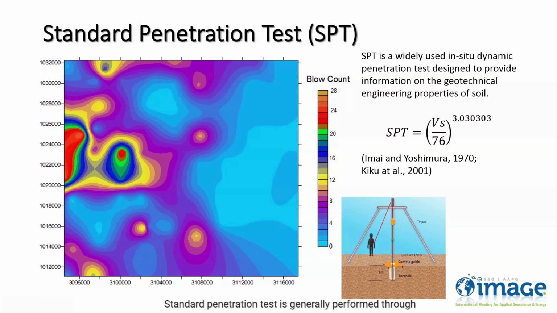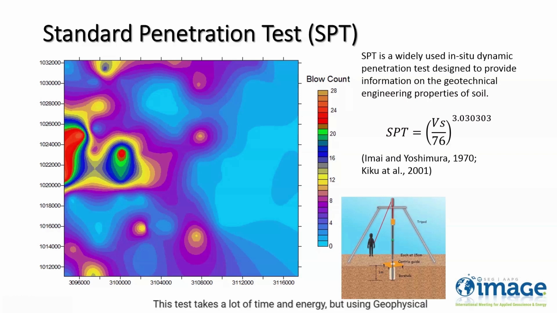Standard penetration test is generally performed through a mechanical setup as shown in the figure. A hollow cylinder along with some weight is dropped from a given height, and the number of blows are counted when it penetrates 1 meter into the soil. Thus, for soft soils, the blow count will be less as compared to hard soils.